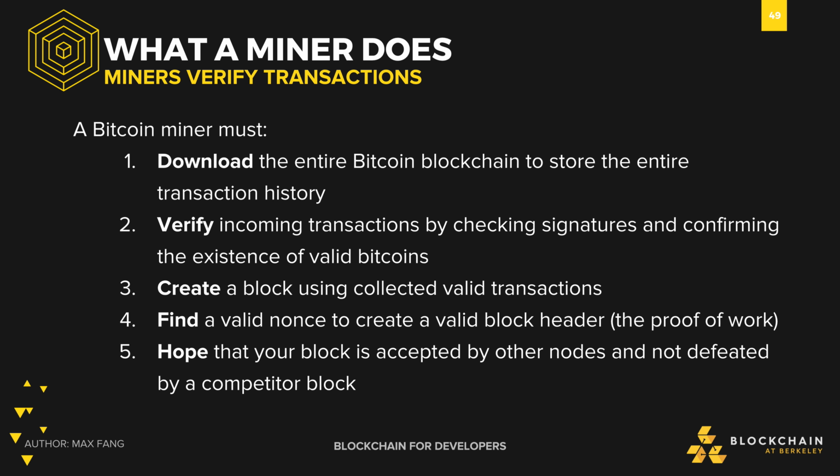This is called the proof of work, and it's involved in the puzzle that secures the network and aligns incentives for everybody. And you hope that your block is accepted by other nodes and that you're not defeated by another block that found the puzzle in time.